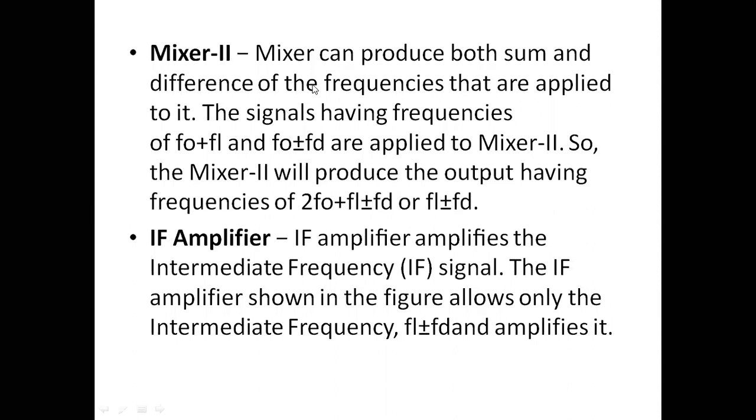And next, the output of the mixer 2 is again given to the IF amplifier. The IF amplifier amplifies the intermediate frequency signal, as we already know. So the intermediate frequency amplifier shown in the figure allows only the intermediate frequency. So here we have the higher frequency, and this is the intermediate frequency. It allows only the intermediate frequency and it amplifies only this signal. That is, it amplifies the fL plus or minus fd signal.